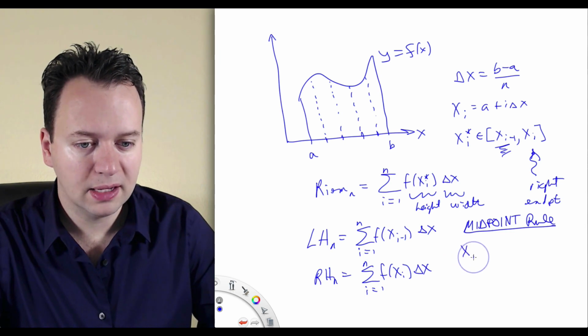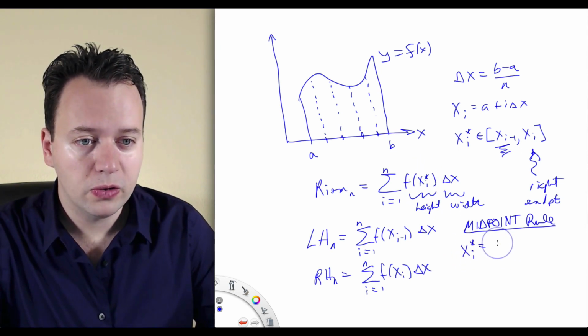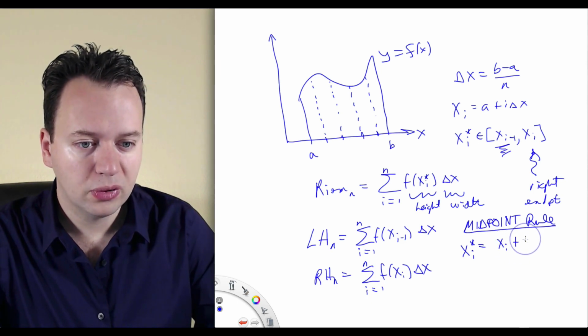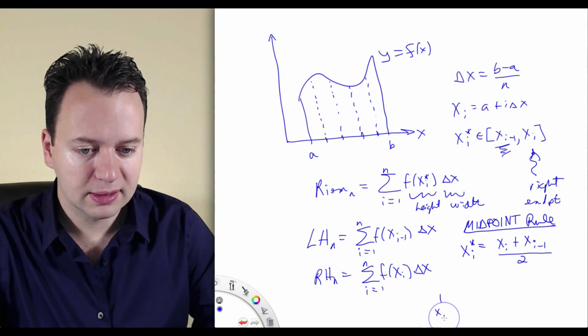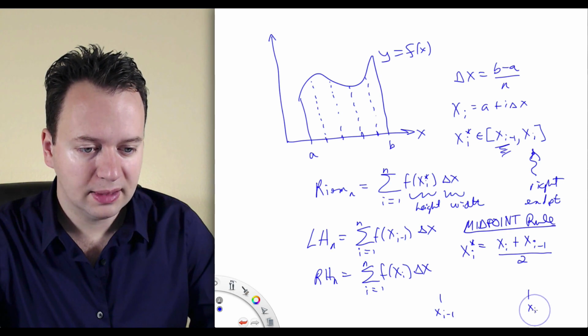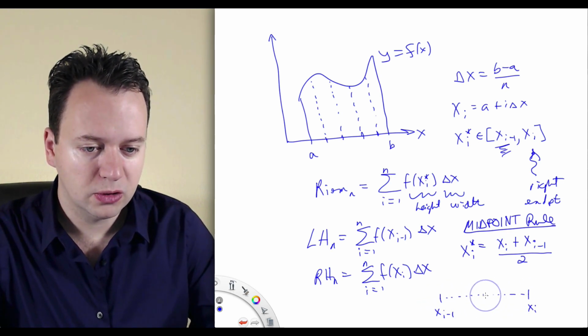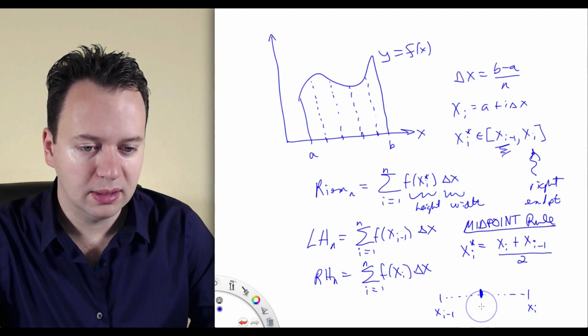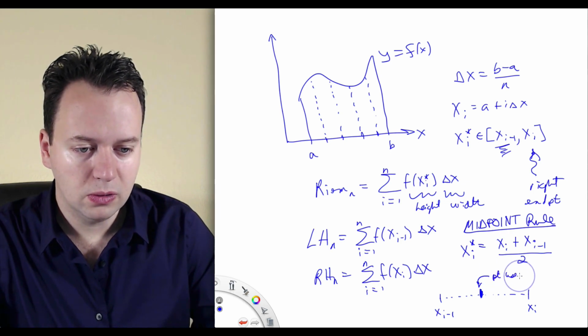So the midpoint rule says for x sub i star, so this is the point that we're using for our Riemann sum, we use x sub i plus x sub i minus 1 over 2. Now, in other words, if we have x sub i minus 1 and x sub i, it's the average value of those two x values, which is the point exactly in between. So here's the estimation point used for the midpoint rule.